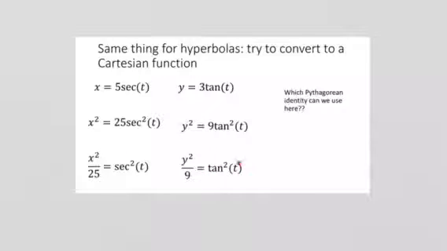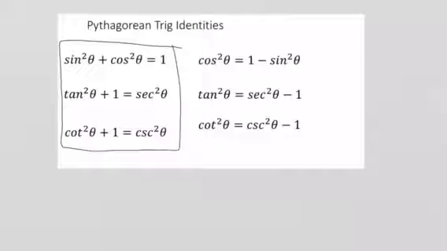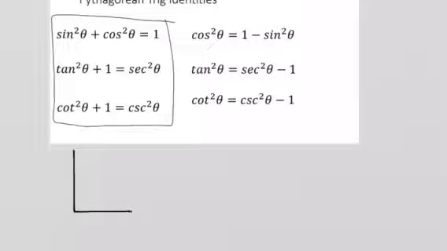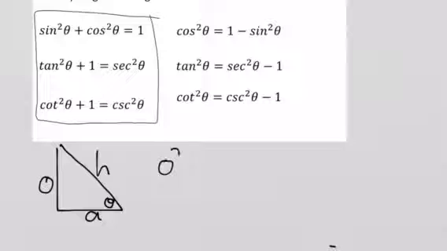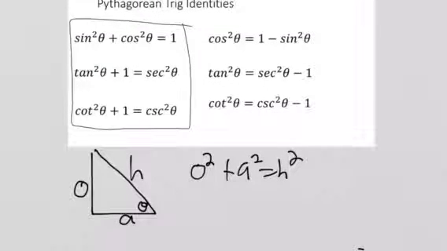So now we need to think about how can we combine these. So let's go back to those identities that we came up with in this previous video, whenever you watched it. You may feel like you need to memorize these, and it's okay if you do, but if you don't want to memorize them, it's not too hard to just go back to right triangles. If this is theta, we can call this O, A, and H. And then we can apply the Pythagorean theorem, O squared plus A squared equals H squared. And then from this, we can derive these three identities by dividing by different letters.